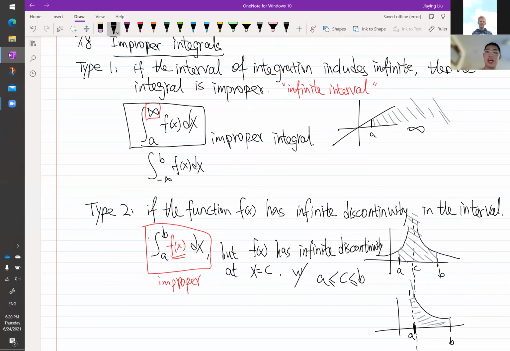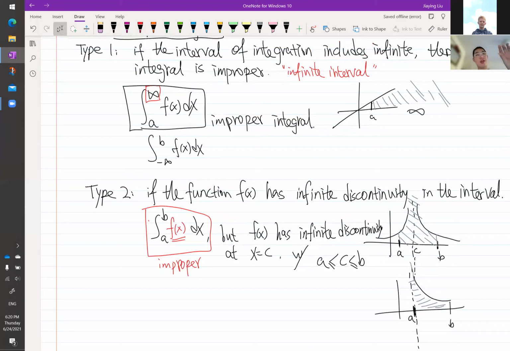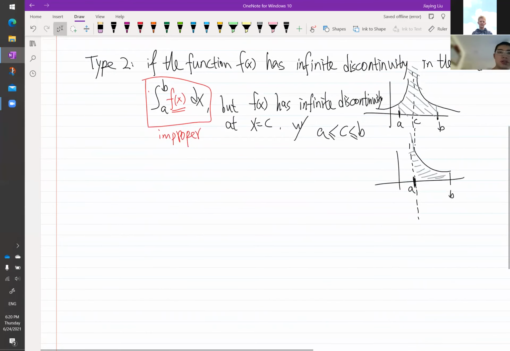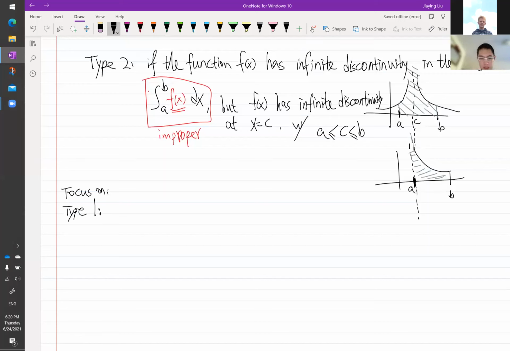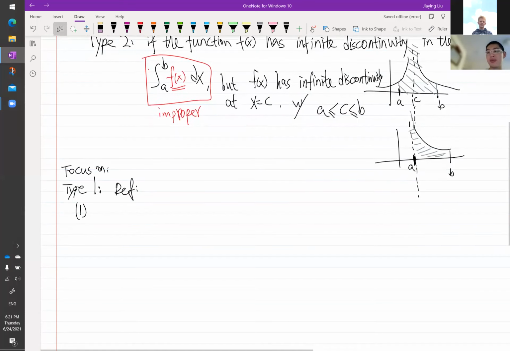Today we're only going to work on the first type. So type 1, when you have the interval, the lower bound or the upper bound or both, they have infinity. So focus on type 1. So let me first write down the definition of how to integrate them. There are just a few cases by the type 1 definition, and then I'm going to go through some examples. Hopefully that will make more sense.